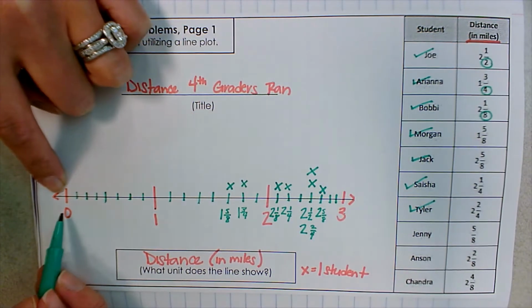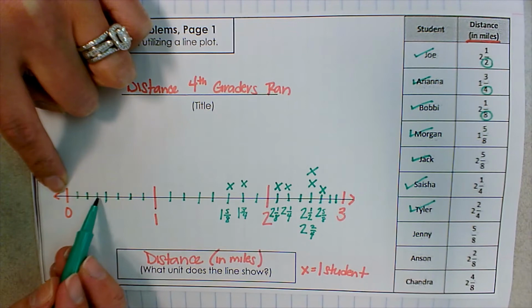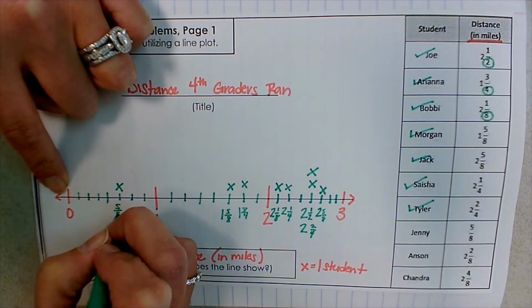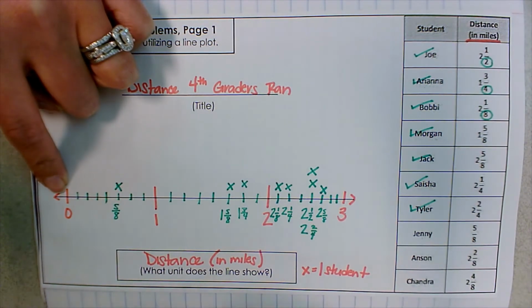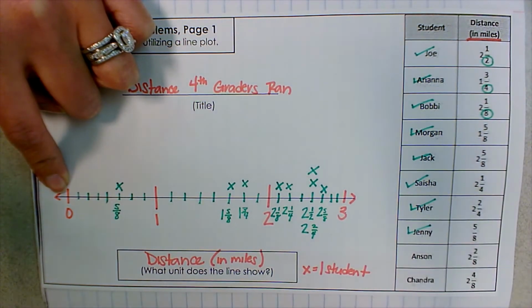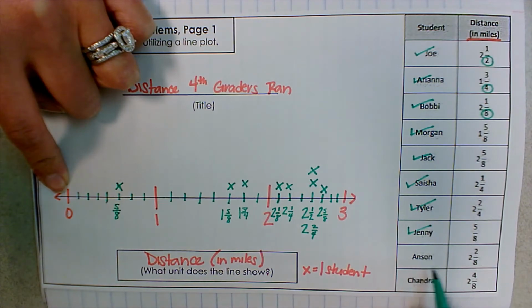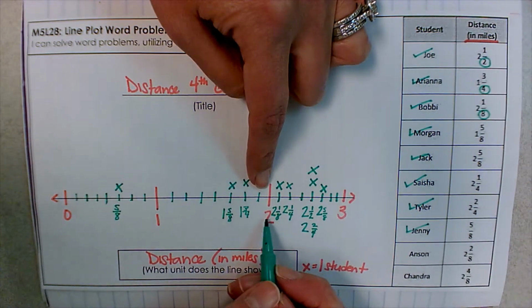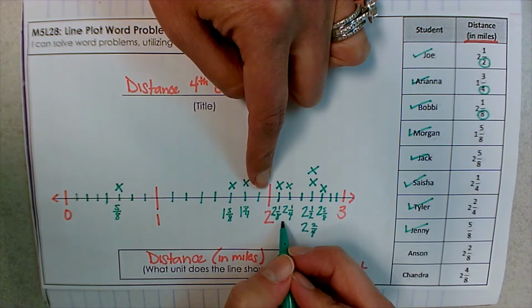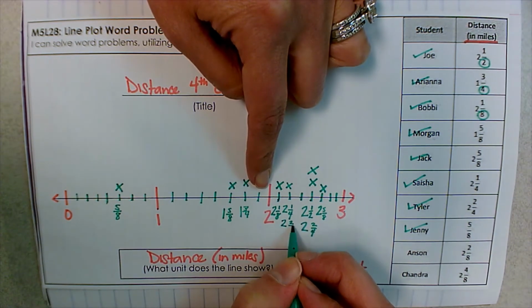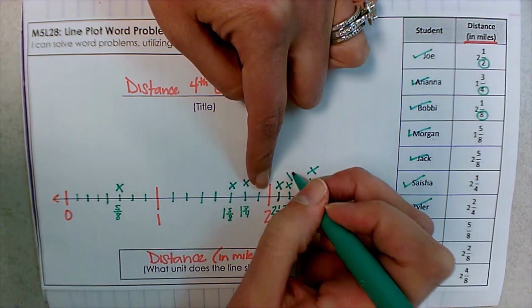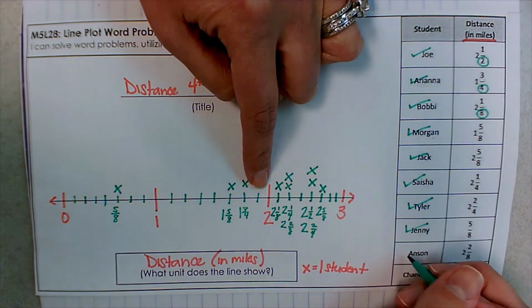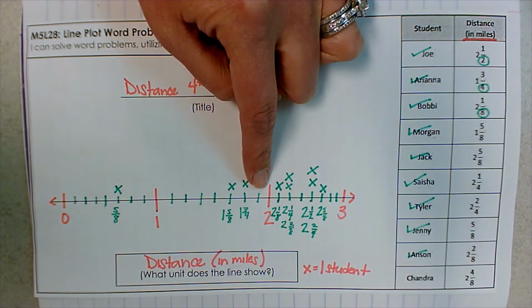All right, next Jenny has 5/8. No whole number, so I'm going to come back down here and start at 0 and count to 5. 1, 2, 3, 4, 5 eighths. So I mark an X on the top, and I'm going to label that tick mark as 5/8. We can check Jenny off. Next, Anson had 2 2/8. So I'm going to come back to 2. Here's a 1/8, and oh, that means that 2 1/4 is the same as 2 2/8. I labeled it and I marked an X right on top. We'll check off Anson.